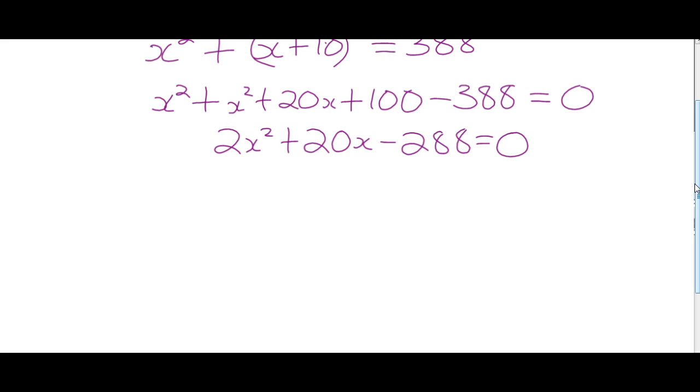All right. Now, nice thing about equations is, you notice all those terms are even? So we could factor out a 2. We're not going to factor out a 2. We're going to divide everything by 2. What's 2x squared divided by 2? What's 20x divided by 2? What's 288 divided by 2? What's 0 divided by 2?